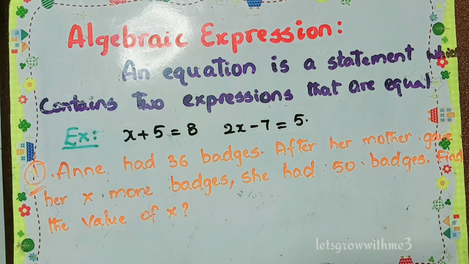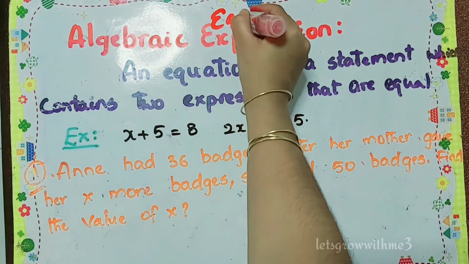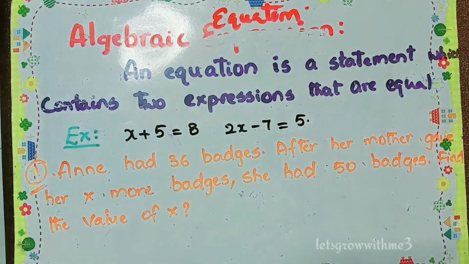So what do we mean by an algebraic equation? An equation is a statement which contains two expressions that are equal. Here it's not an expression, it's an equation. We have two expressions which are equal, whereas in an algebraic expression we have only an expression. We don't have any equal sign in an algebraic expression, but in an algebraic equation we will have two expressions which are equal. Okay, so examples for this are x plus 5 equal to 8, and 2x minus 7 equal to 5.